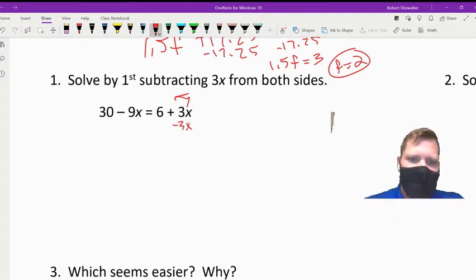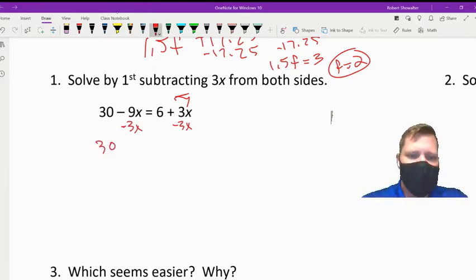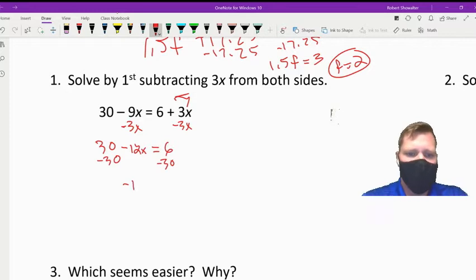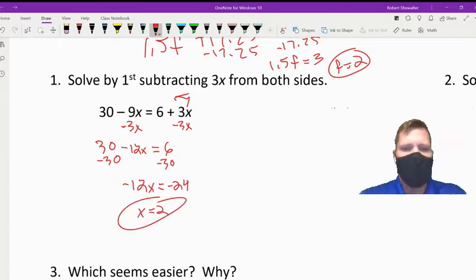So minus 3x, minus 3x. We get 30. Negative 9 minus 3 is going to be negative 12. So we get negative 12x equals 6. Then we're minus 30. Minus 30, move the numbers to the right. Negative 24. Now we're going to divide by negative 12 and we get x equals 2.